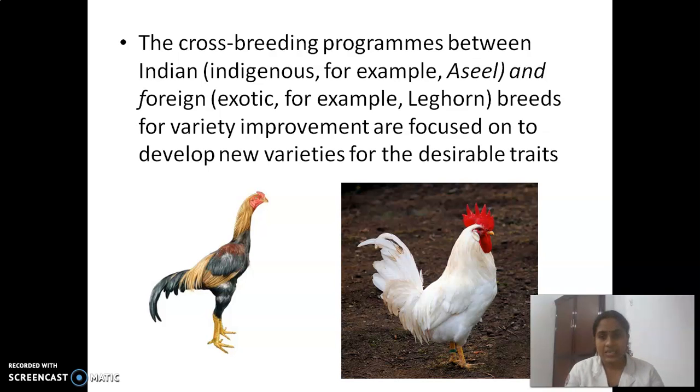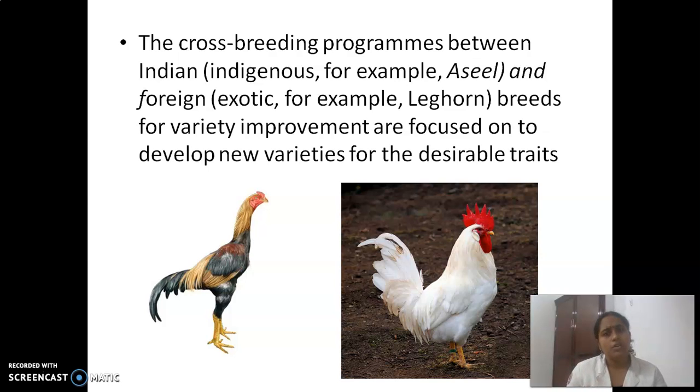Indian species is a seal. This is the diagram of a seal, and foreign species. This is foreign species lagoon. Okay, so we can produce cross breeding programs between Indian species and foreign breeds, where variety improvement is focused. For what purpose? To produce desired traits in the new species.